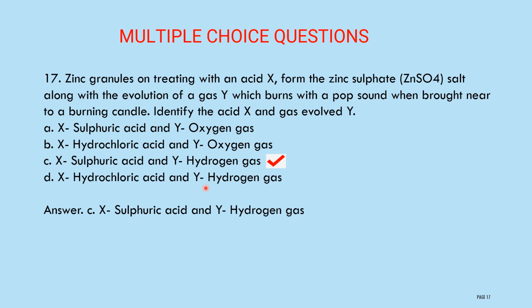The correct answer for this question is option C, X is sulfuric acid and the evolved gas is hydrogen gas. Zinc granules on treating with sulfuric acid form zinc sulfate, ZnSO4, along with the evolution of hydrogen gas.